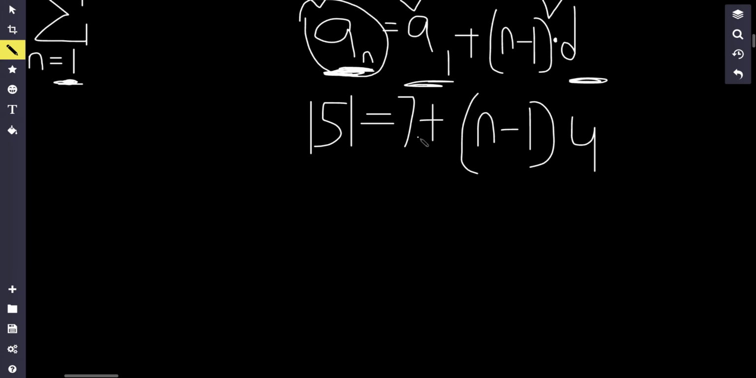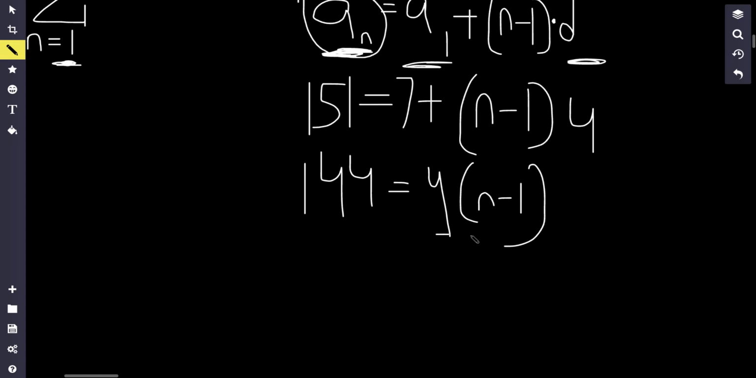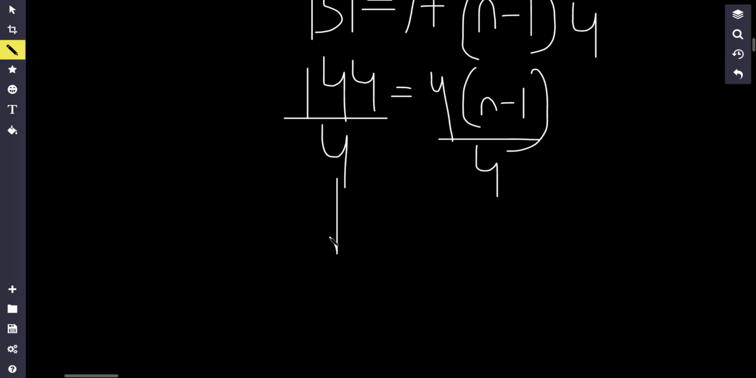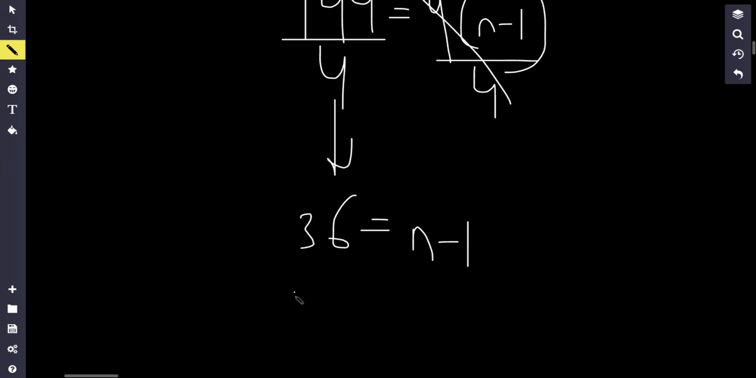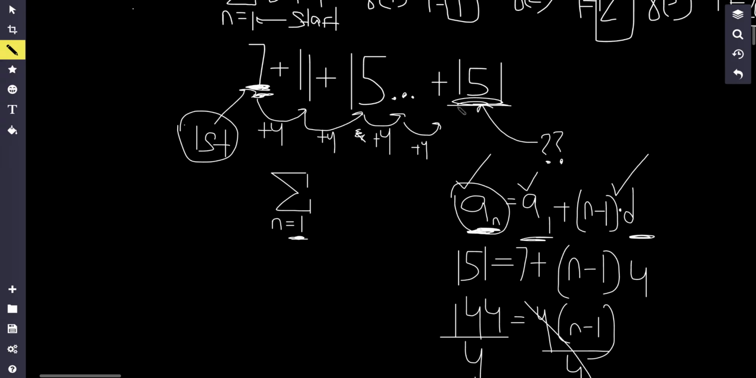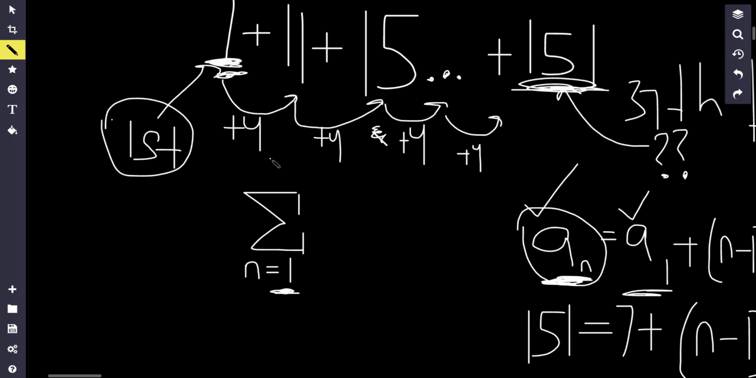So now what we can do is subtract 7 from both sides. So 151 minus 7 is going to be 144 equals 4 times n minus 1. We're going to divide both sides by 4. So we get 144 divided by 4, which is equal to 36, is equal to n minus 1, since the 4s cancel out. And we get that n is equal to 37. What n equals 37 is basically saying is that this term right over here is the 37th term.